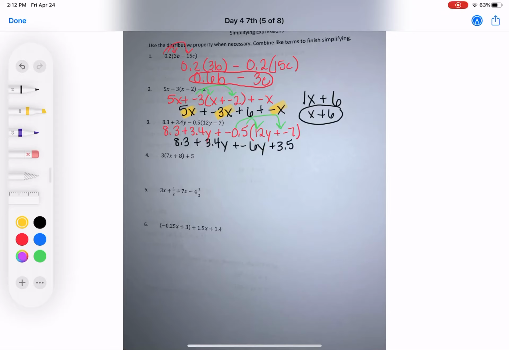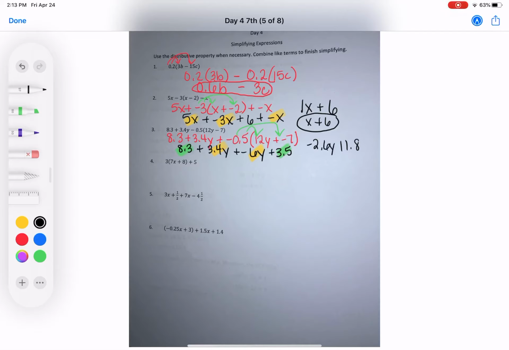So now I'm going to combine like terms. I can combine my y's, but I can also combine my constants here. So I'm going to do my constants first. 8.3 plus 3.5 is 11.8. And 3.4 plus negative 6 is negative 2.6y. So here is your final answer for number 3.